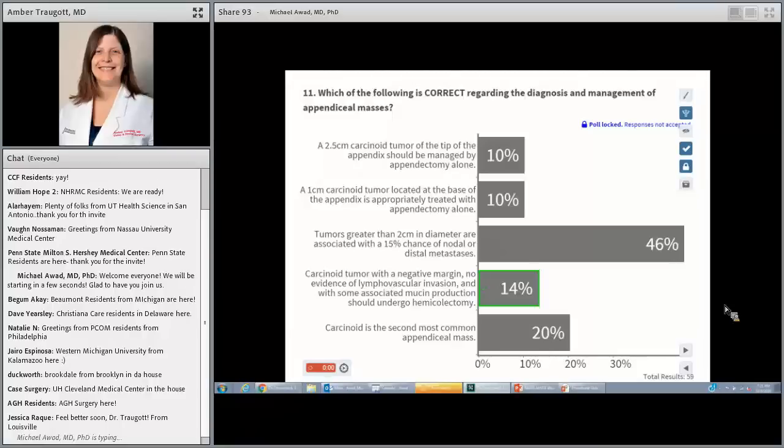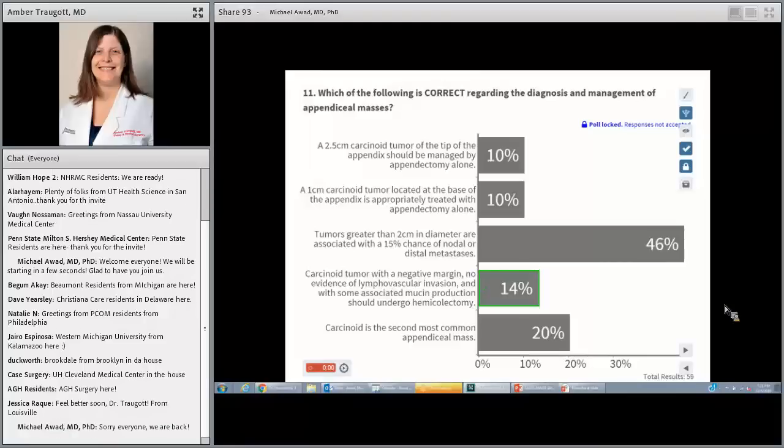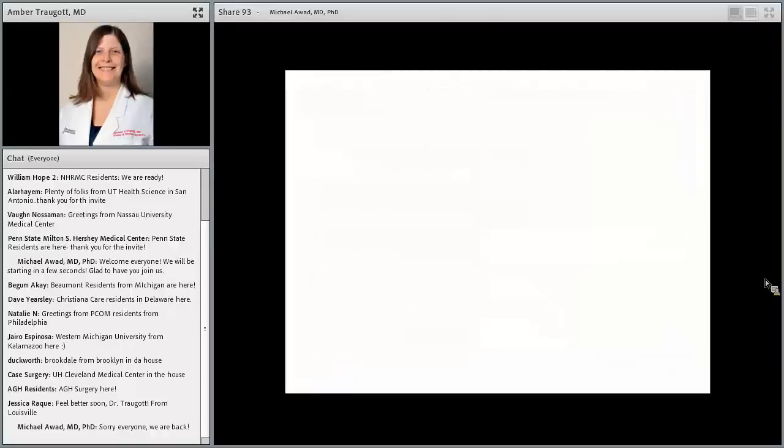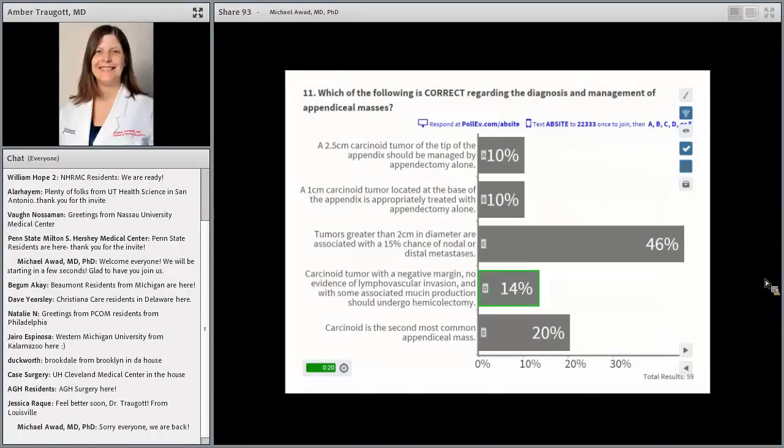Now, most of you answered that tumors greater than 2 centimeters are associated with a 15% chance of nodal or distal metastases. It's actually closer to 30 to 60%. So that's why we do radical resections in those patients. As far as how common carcinoid is, it's actually the most common appendiceal mass, even though appendiceal masses in general are terribly common. And with regards to the other two, it's all about the location and the size.